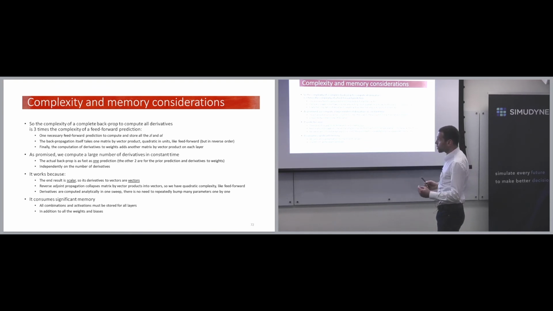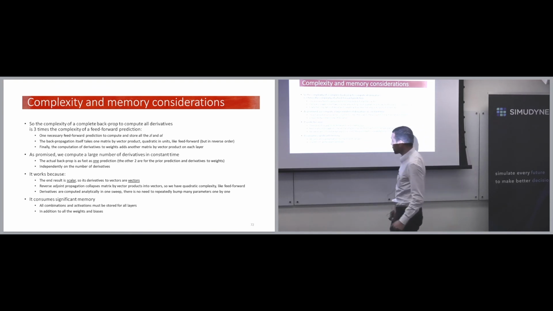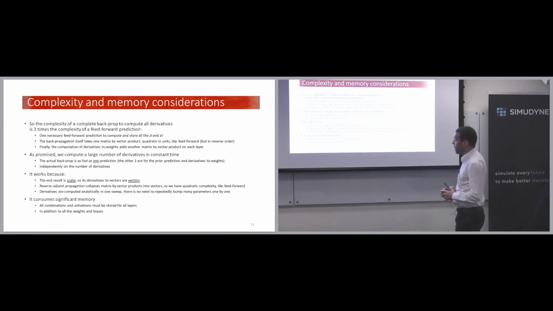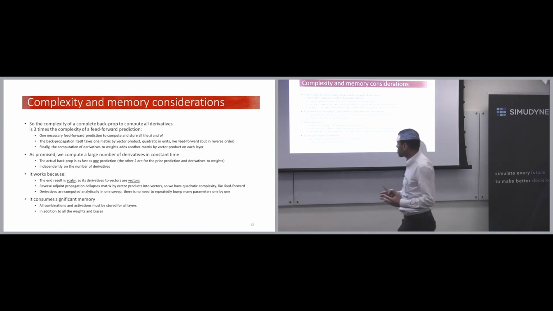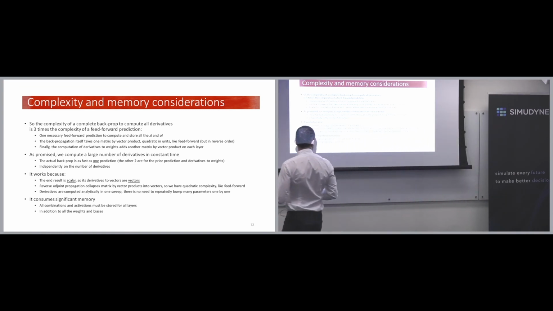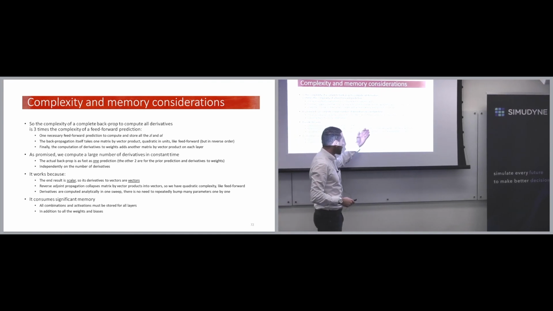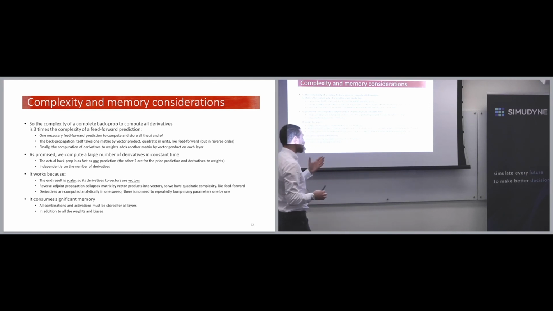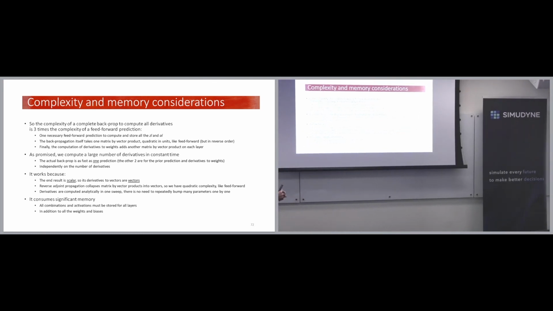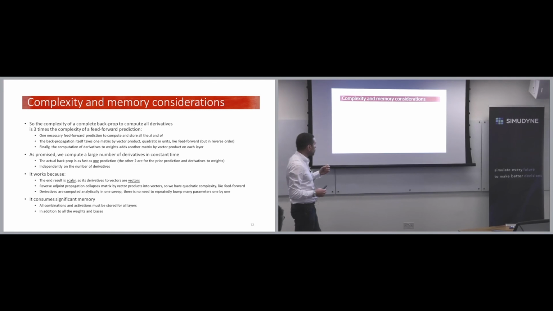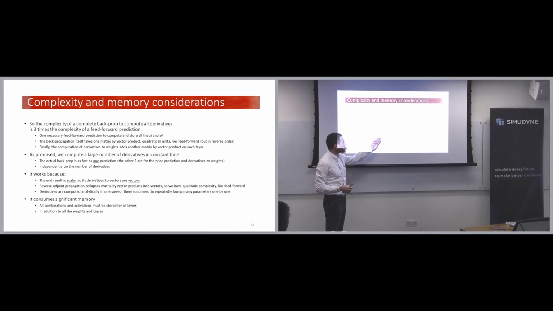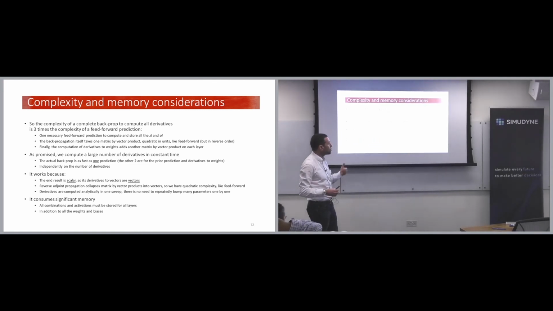And again, it works because first, the end result is scalar. So its derivatives to vectors are vectors and not matrices. And this reverse adjoint propagation, this backpropagation, collapses matrix by vector products into vectors. So we have quadratic complexity, just like feed-forward. And all these derivatives are computed analytically and in one single sweep. There is no need to repeatedly bump many parameters one by one.